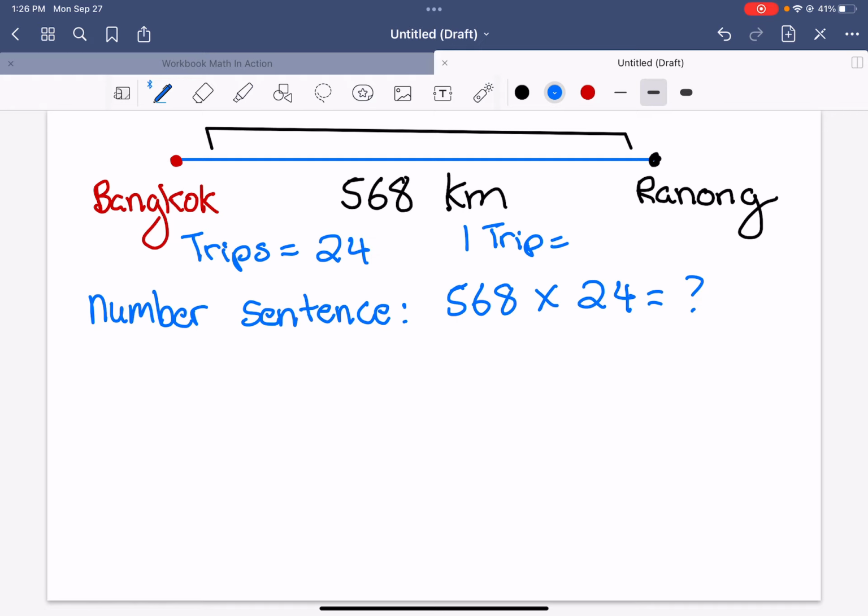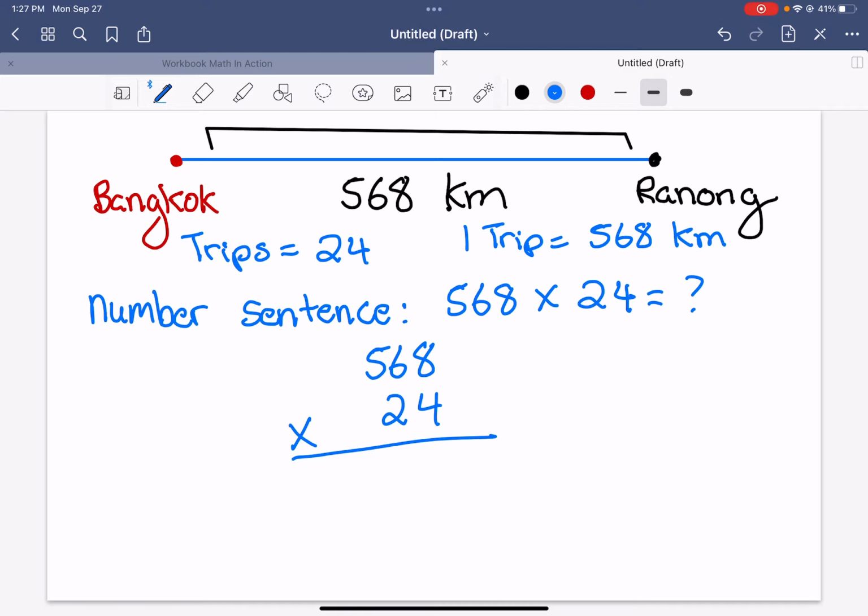One trip equals 568 kilometers, right? So one trip equals 568 kilometers, we have 24 trips. So we need to do 568 times 24. Let's do that over here. 568 times 24.